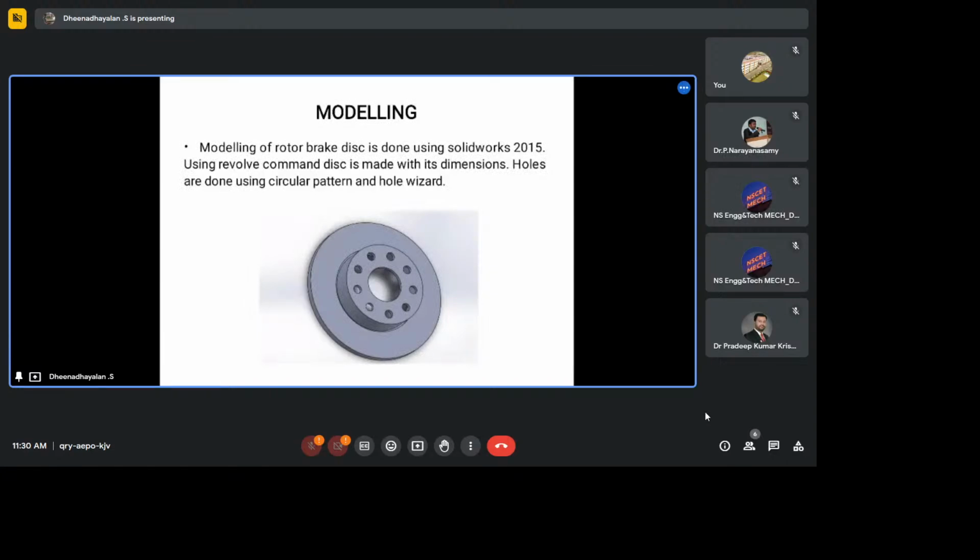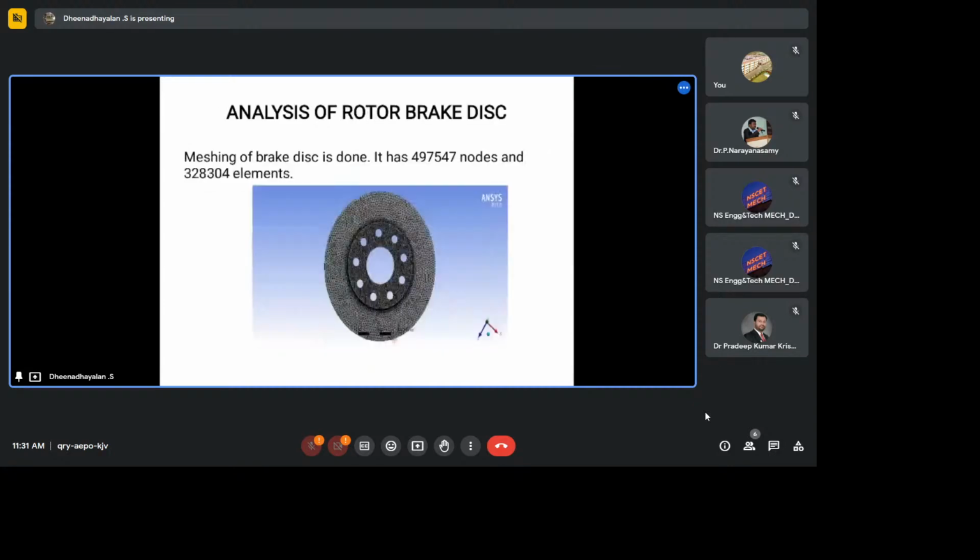Modeling is done in SolidWorks 2015, followed by analysis of the rotor brake disc. It has 497547 nodes and 328304 elements.